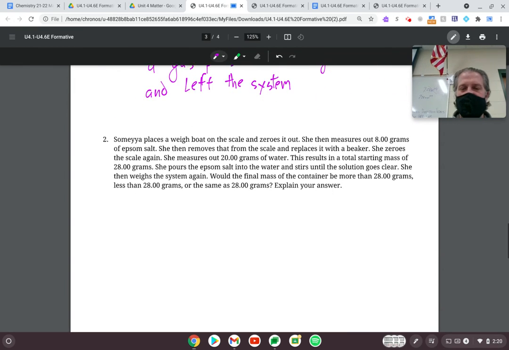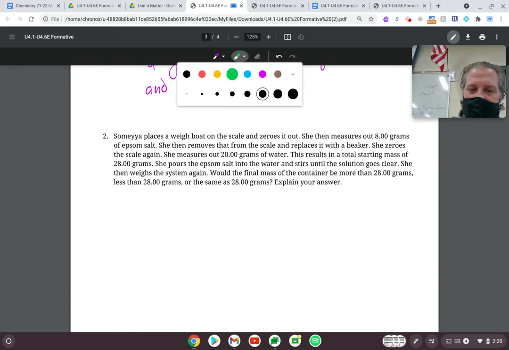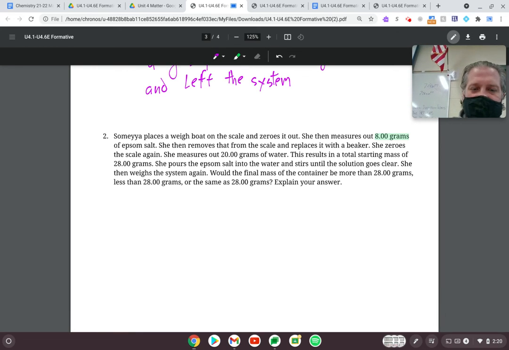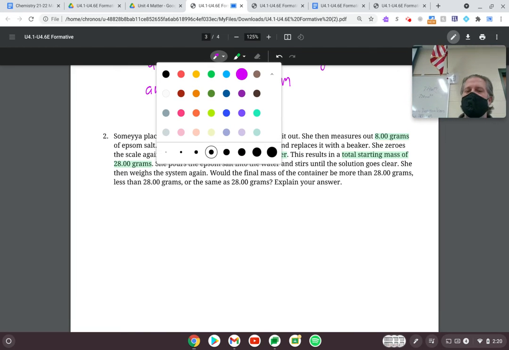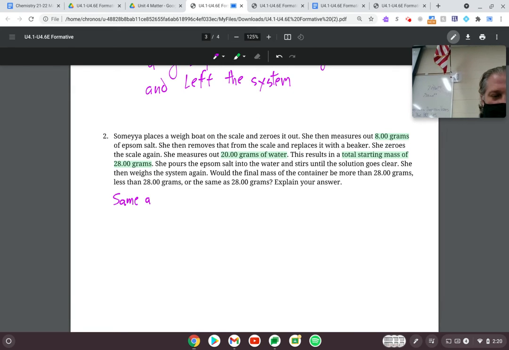Now we have another person with a weigh boat, and they measure out 8 grams of Epsom salt. Then they put a beaker on there, and they put 20 grams of water in the beaker. So now they have a total mass of 28 grams. Then they dump the Epsom salt into the beaker, and they stir until the solution goes clear. At that point, they remass the balance, and they're trying to decide if it would be more than, less than, or the same as 28 grams. And hopefully you came up with the same as 28 grams.